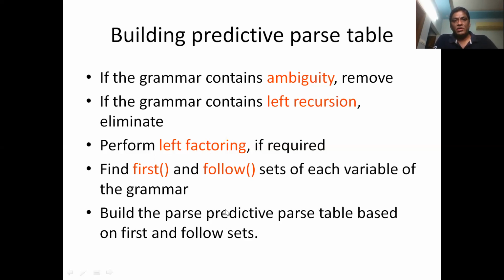Again, I repeat: at the beginning, check whether the grammar has ambiguity, and whether left recursion removal and left factoring are required. If required, perform all these steps. Once the grammar is unambiguous and does not contain any left recursion, find the first set and follow set of each variable of the grammar. Once you calculate these two sets, you are ready to build the predictive parse table. So the major step is how to calculate the first and follow sets.